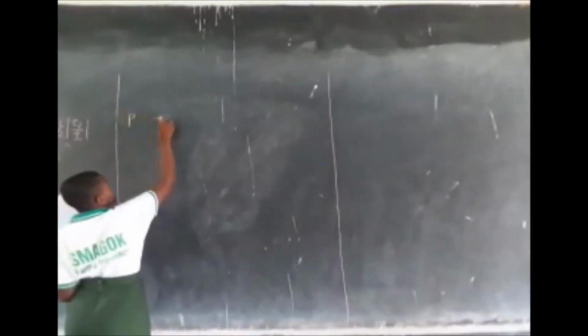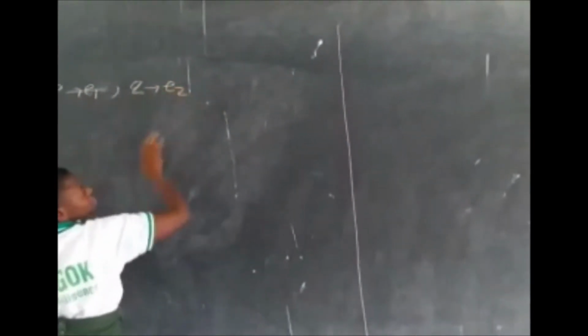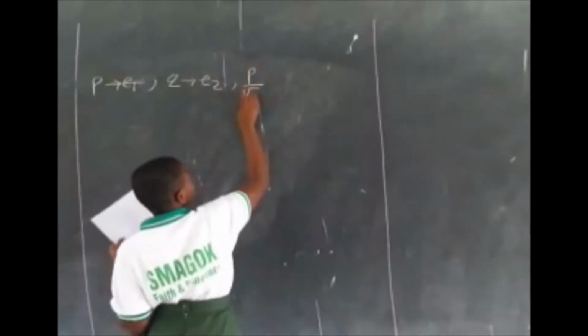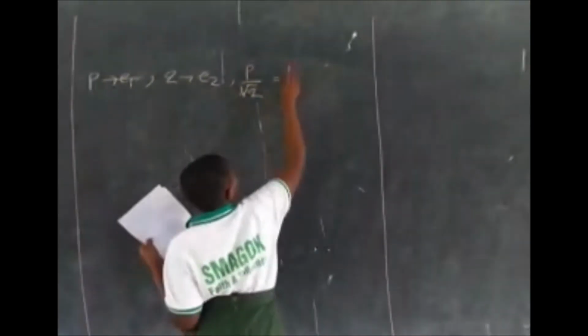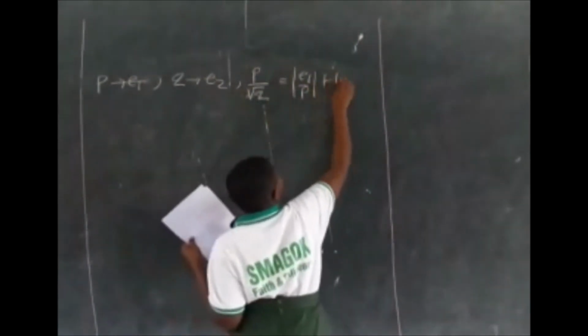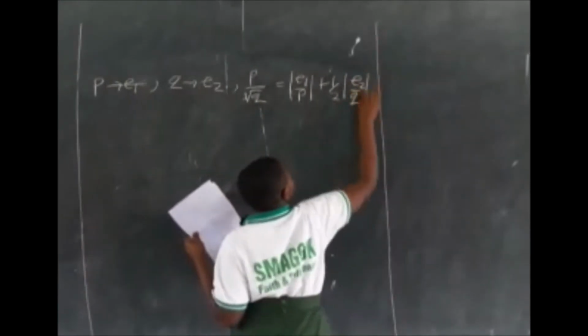I'm here to discuss number 15 part C about errors. It goes: the quantities P and Q were measured with errors E1 and E2 respectively. Show that the maximum relative error in P out of root Q is equal to the absolute of E1 out of P plus a half the absolute of E2 out of Q.